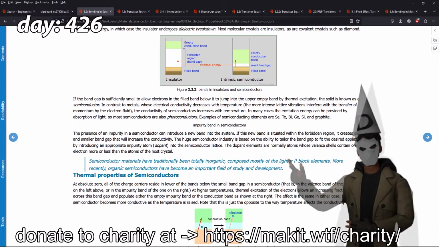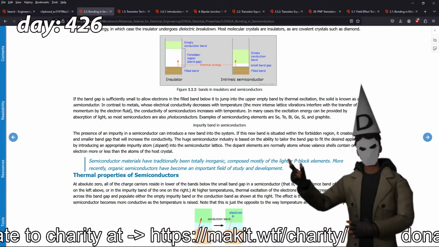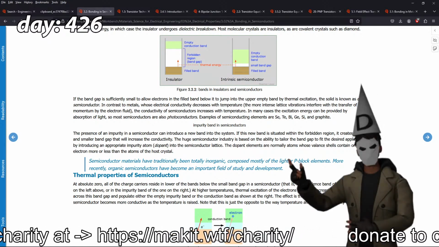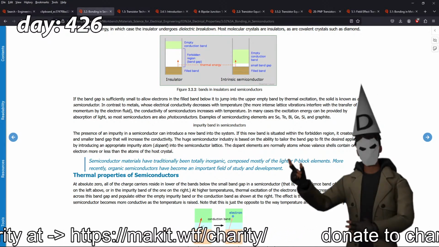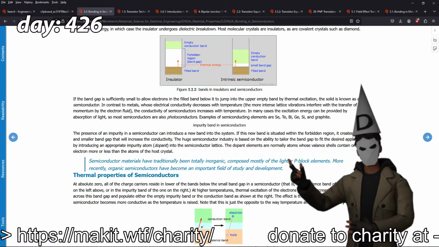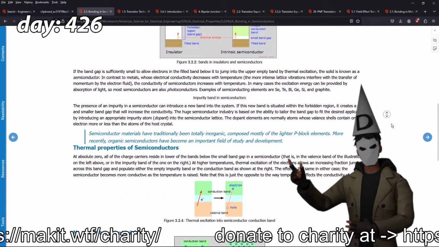If electrons in the band below can jump into the upper empty band by thermal excitation, the solid is known as a semiconductor. While the conductivity of metals decreases with temperature, the conductivity of semiconductors increases with temperature. The energy can also be provided by absorption of light. Most semiconductors are photoconductors.